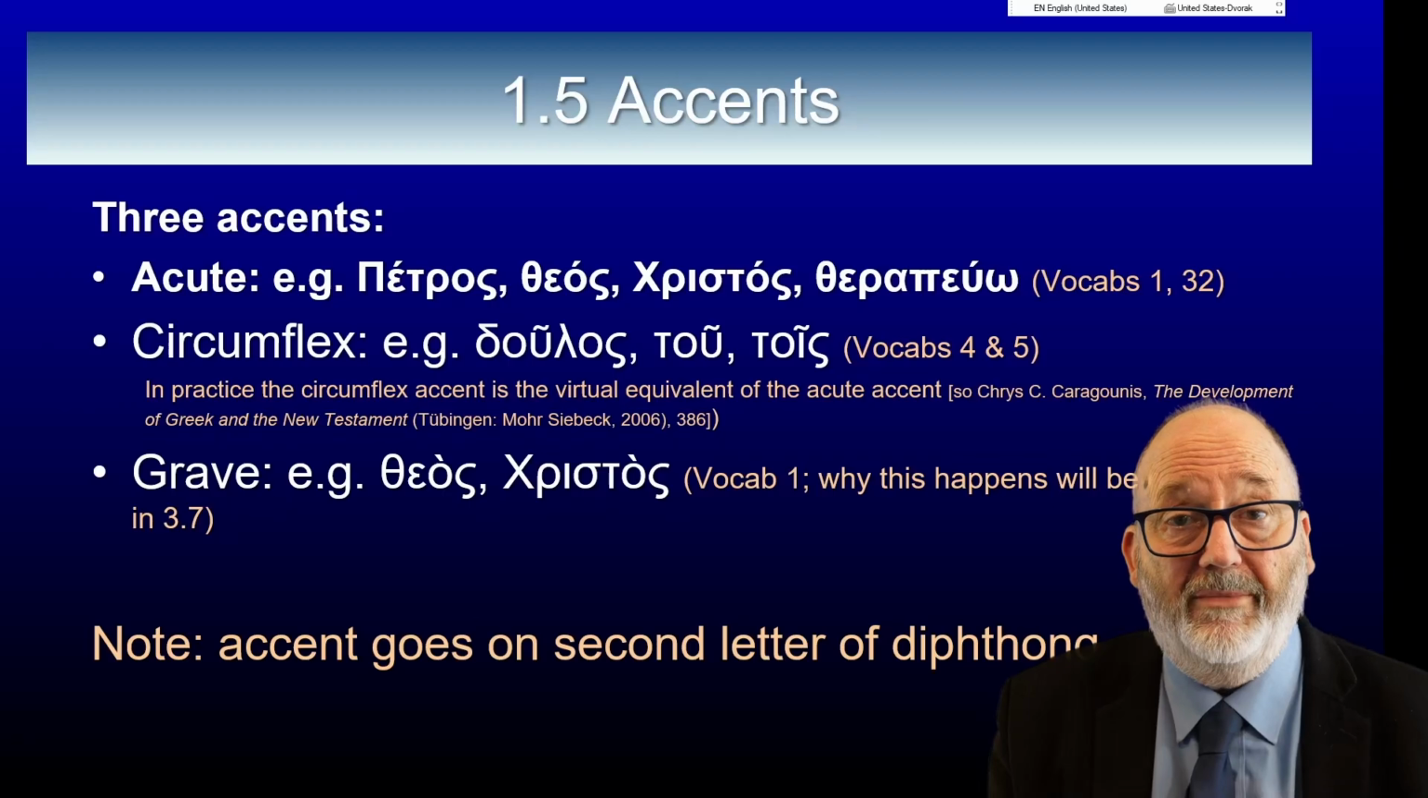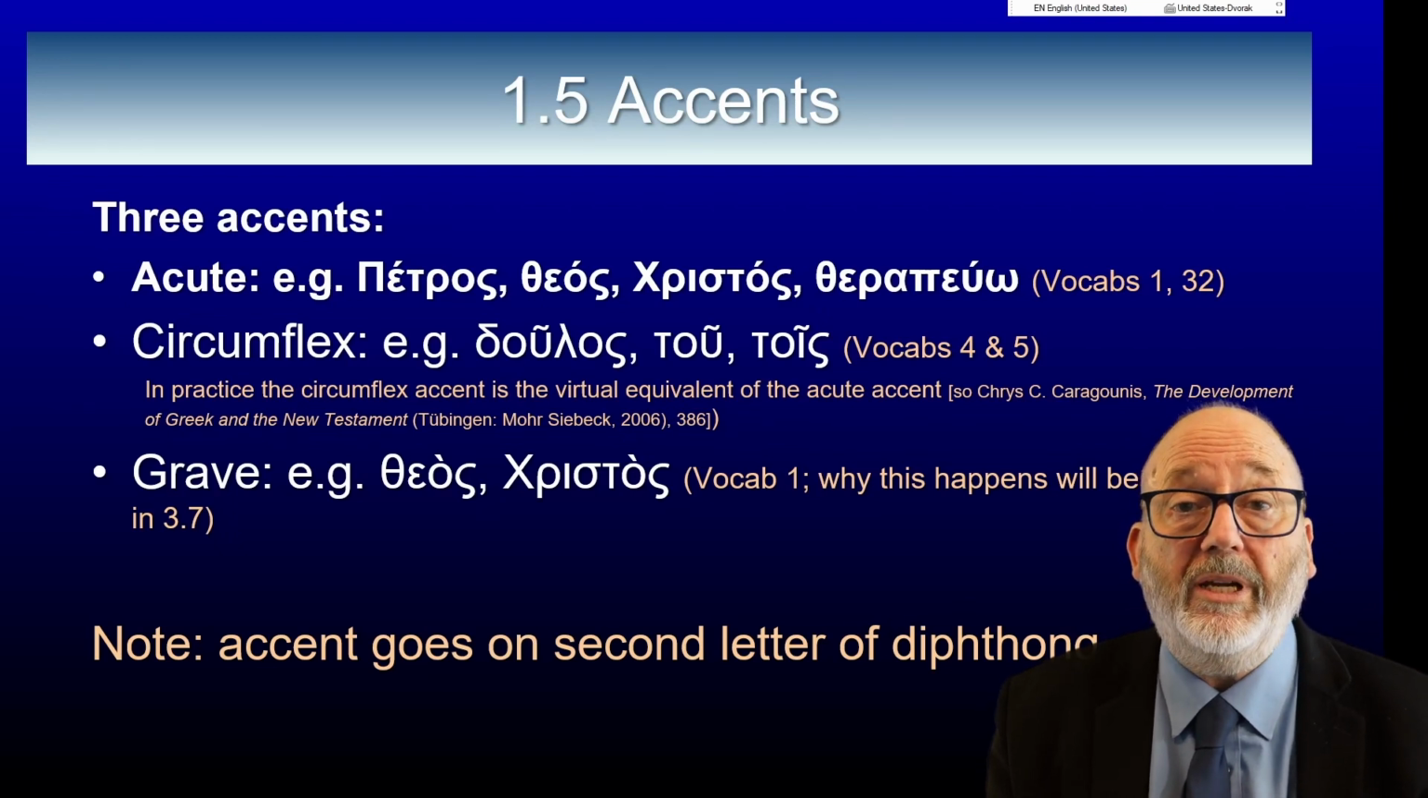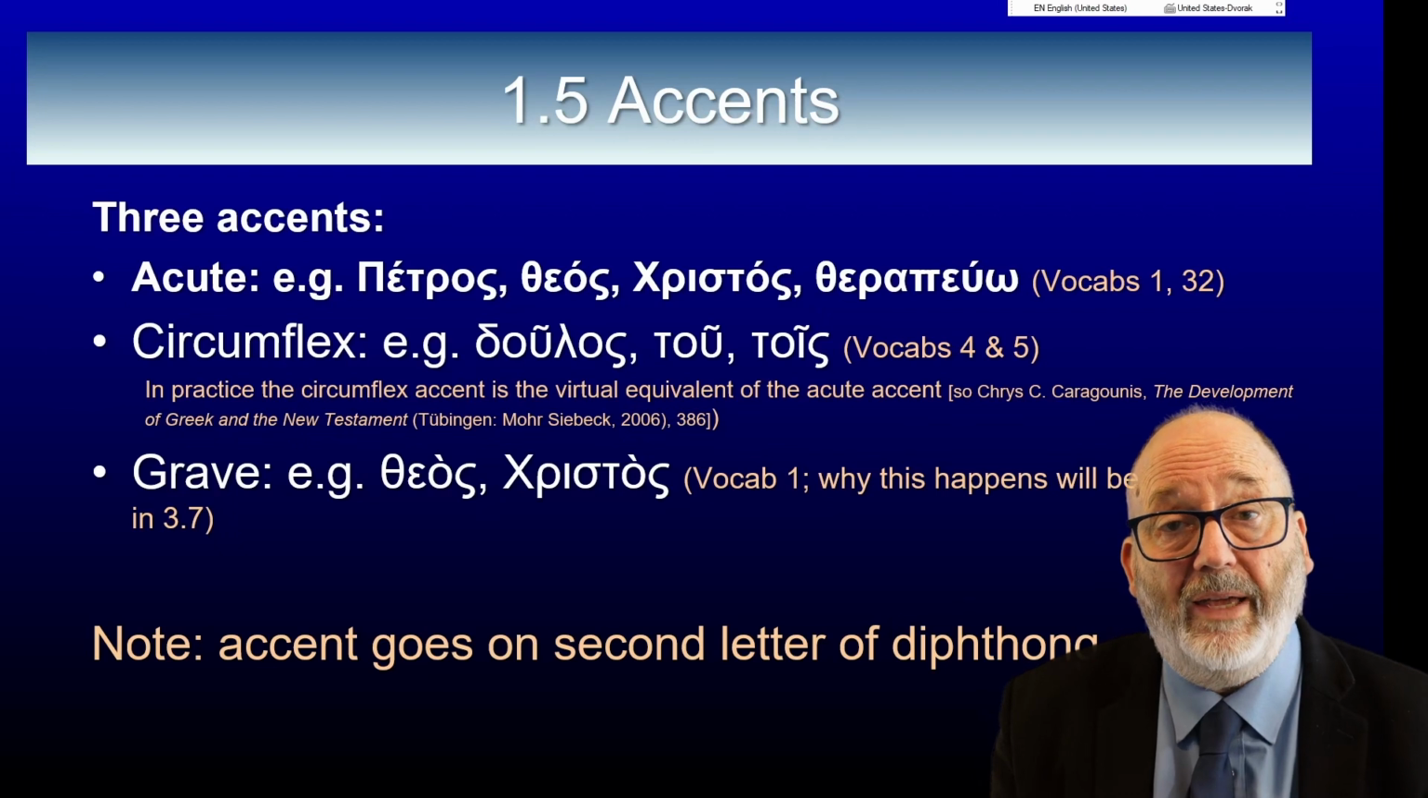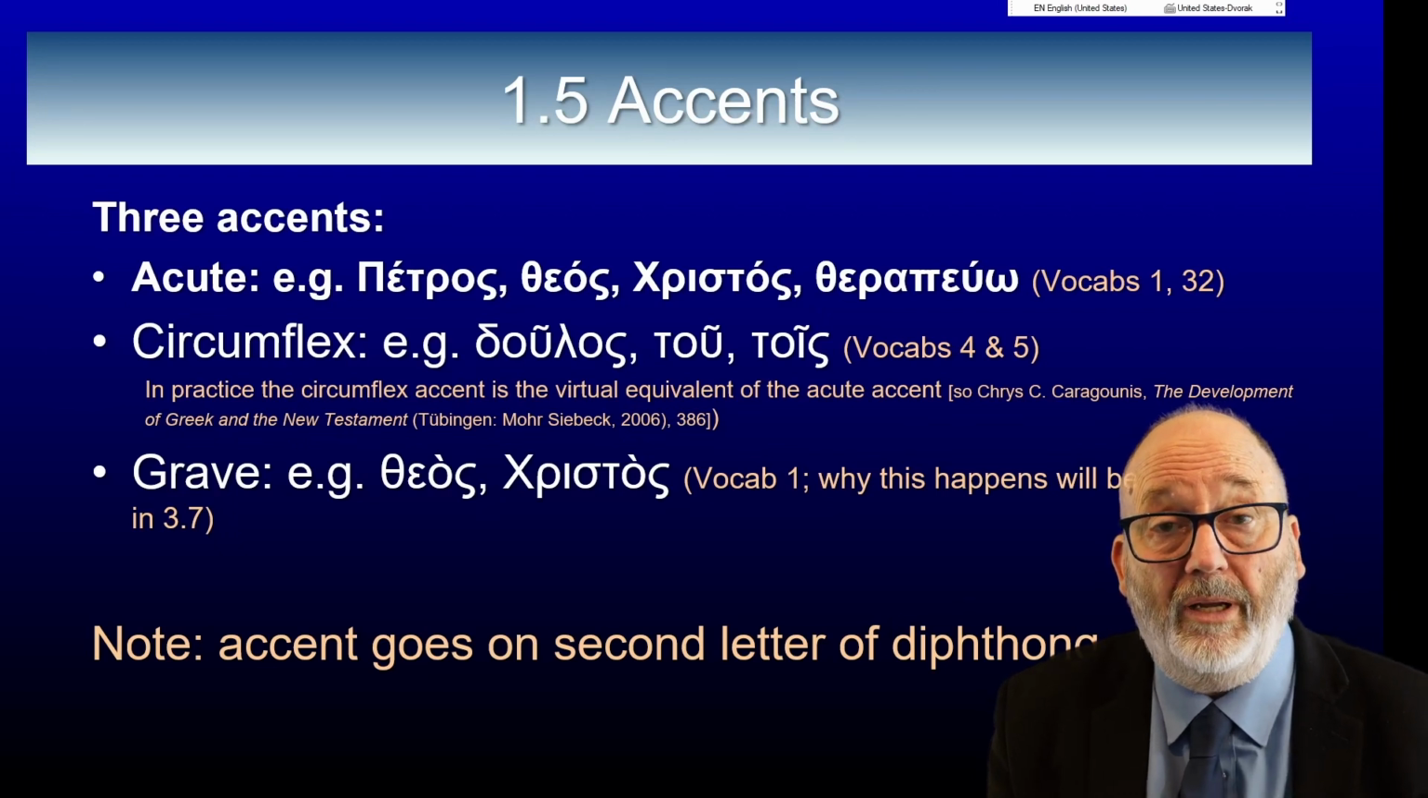Let's move on to accents. Modern Greek gets by with just one accent. Classical and New Testament Greek has three accents. They have an acute accent, a circumflex accent, and a grave accent. The difference between an acute accent and a grave accent is one that you might be able to pull off.